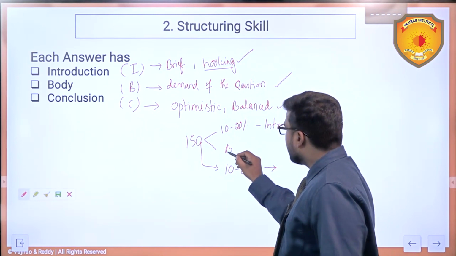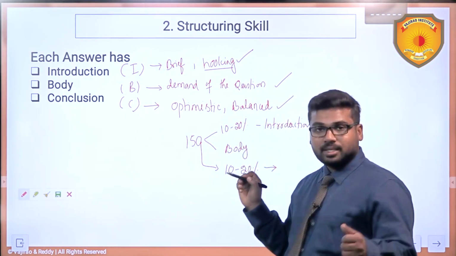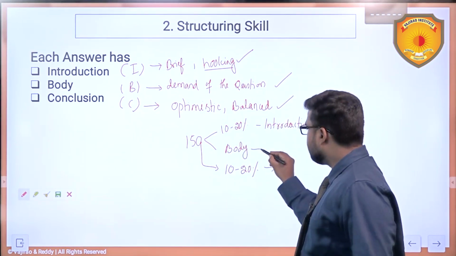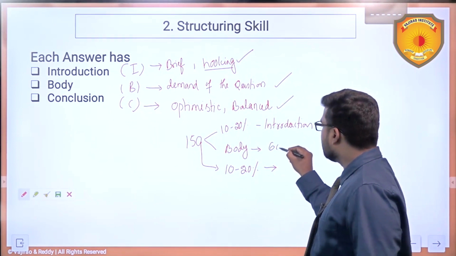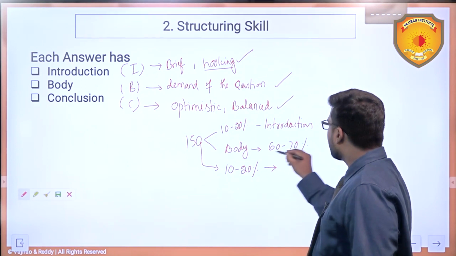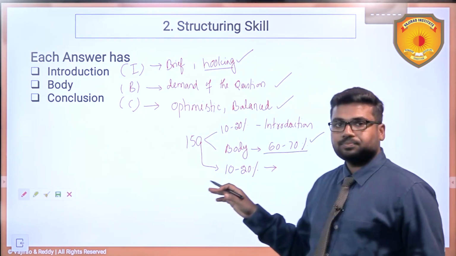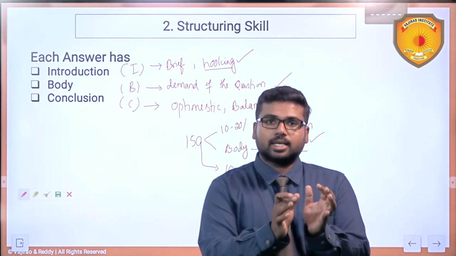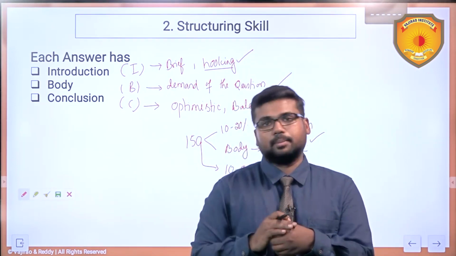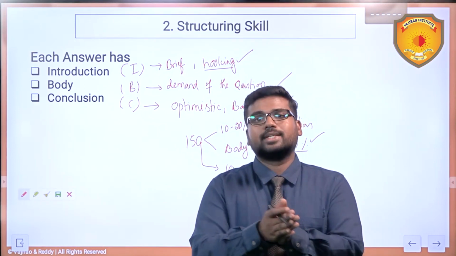Then comes your body. Body being the main focus of it, the percentage of the words that are allocated generally are 60 to 70% of the words must be allocated to your body, where you provide actual content according to the demand of the question. This is how you should divide.